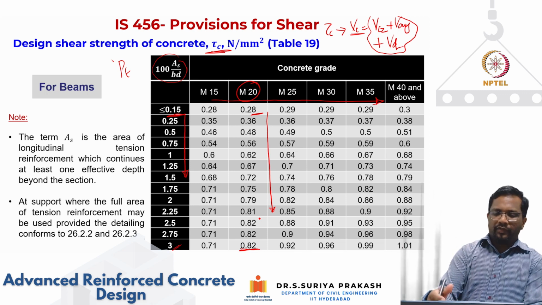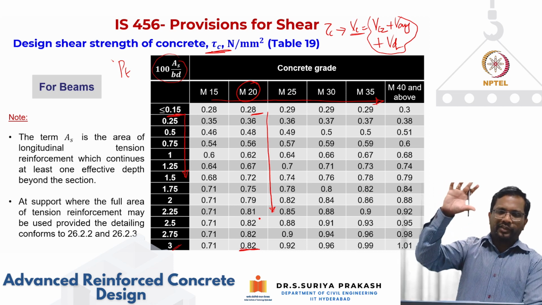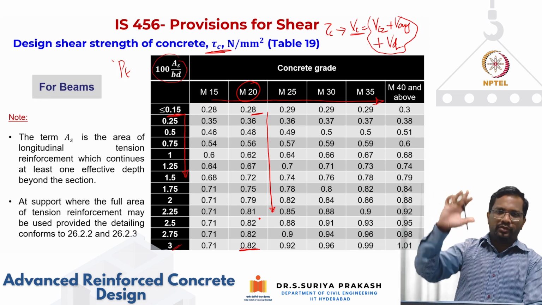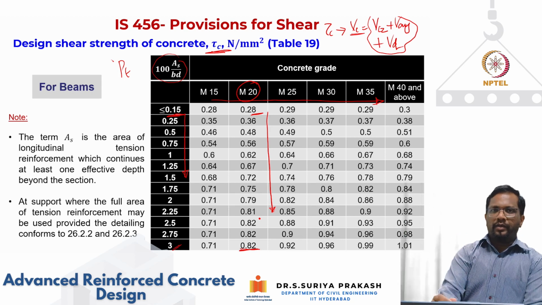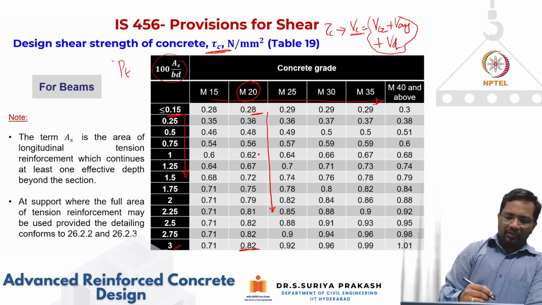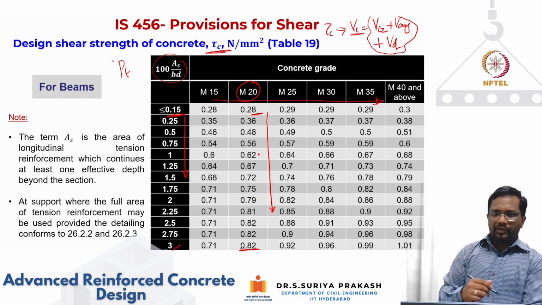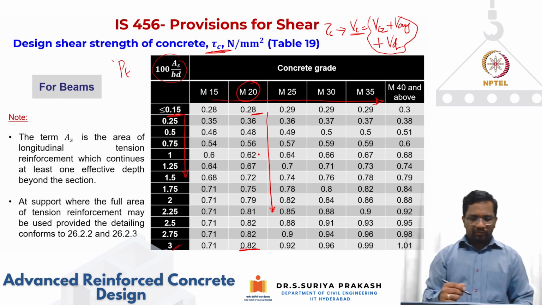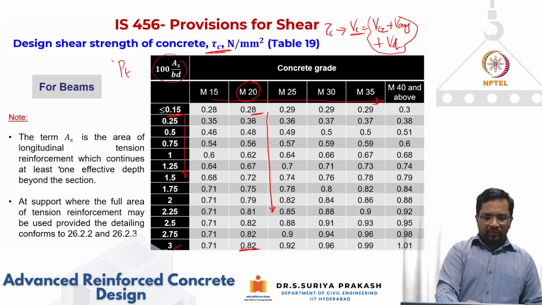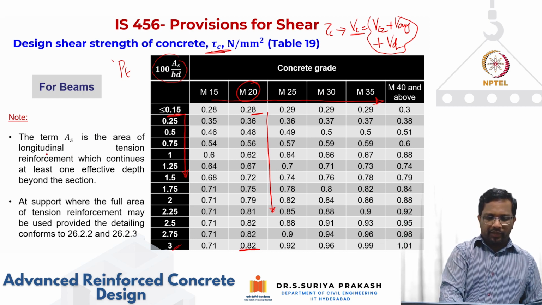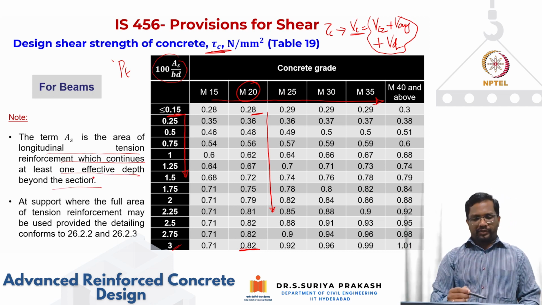Again, if I put more steel at ultimate, what will happen? From the flexure point of view, your neutral axis depth is also going to be larger, and your shear strength is also going to increase with increase in your percentage of steel. So this As is basically the area of the longitudinal tension reinforcement which continues at least one effective depth beyond the section where you are doing calculations.